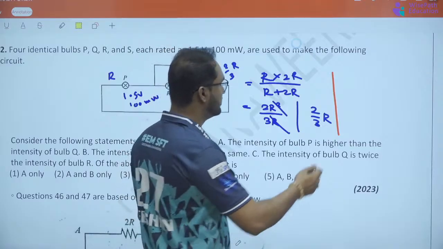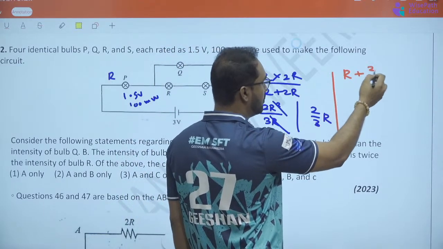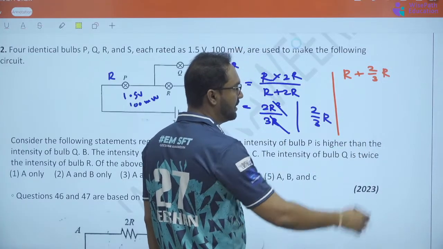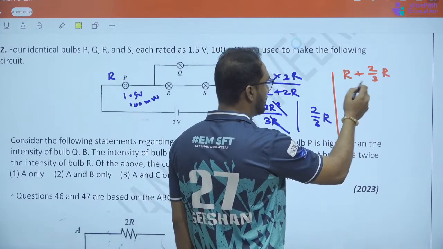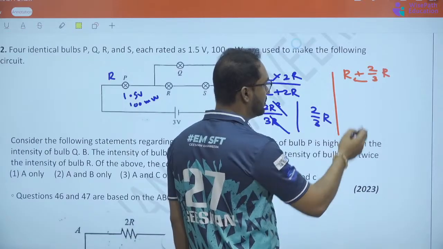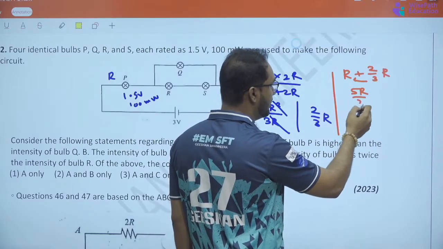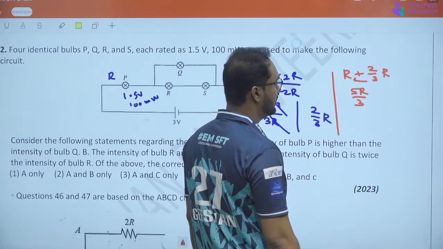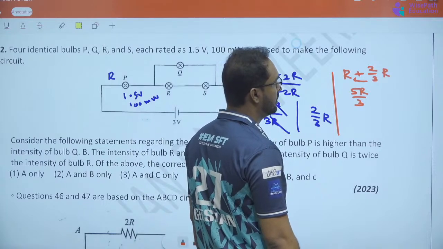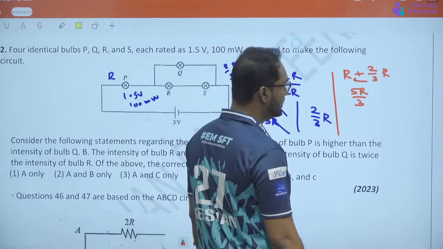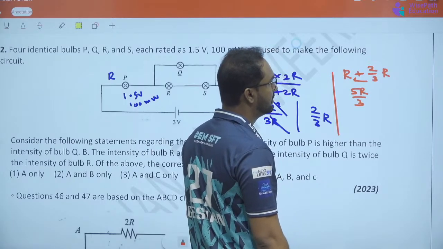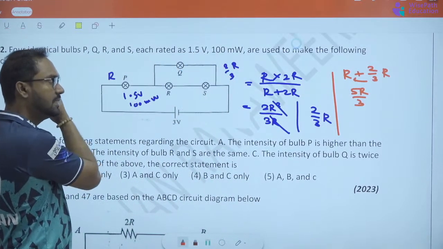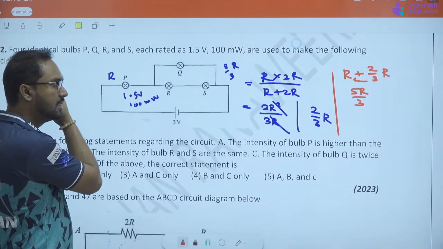So what is the total resistance now? That is R plus 2R over 3. So this is a mixed fraction. You have to convert this into a proper one. So you cross multiply this and add to the other. 3R plus 2R, it's 5R divided by 3. So this is the total resistance here. 3 into R is 3R plus 2R is 5R. And out of this, you have to divide.